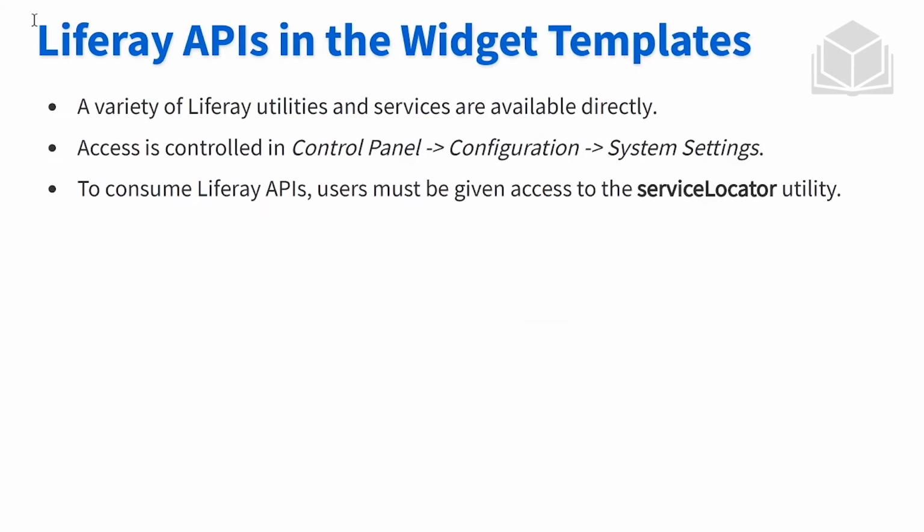To access some of the Liferay API and the widget templates, we can take a look at the control panel inside of configuration under system settings. There's actually a variety of Liferay utilities and services that are available directly there. To consume these Liferay APIs, users need to be given access to the service locator utility.